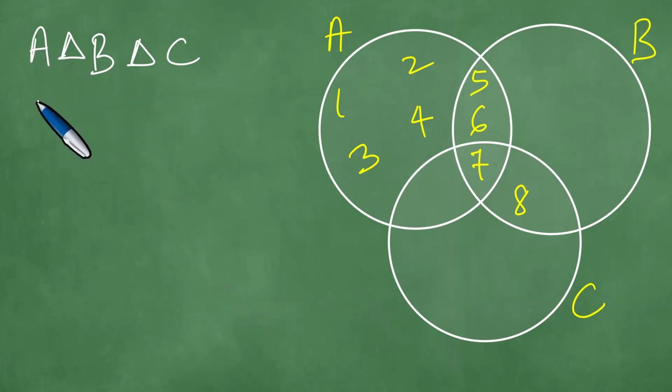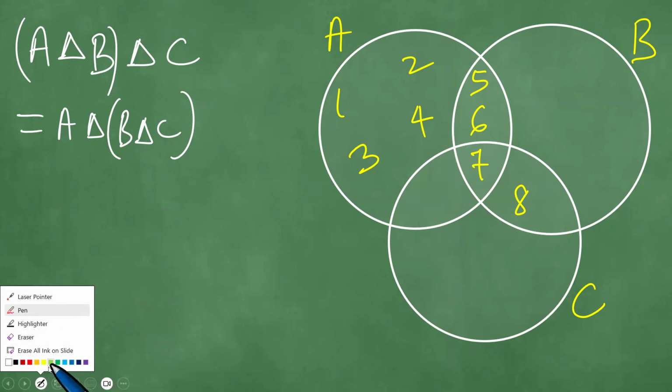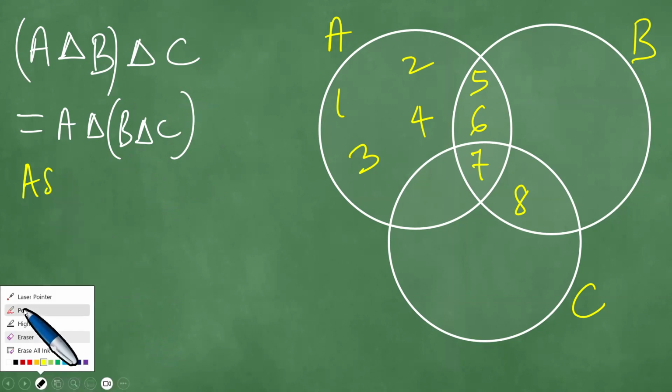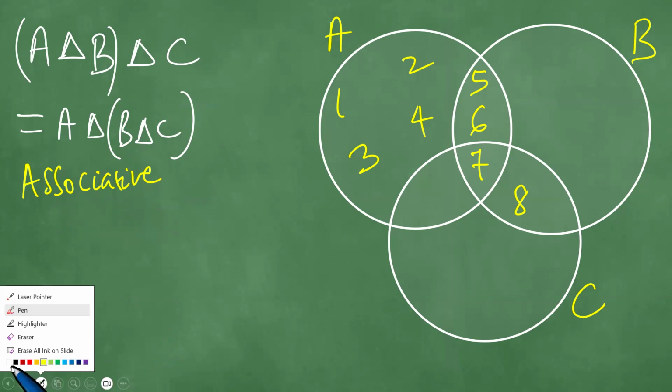Right, we actually need to examine what this means. First and foremost, the symmetric difference of A, B, and C, if you write it like this, is the same as the symmetric difference of A with the symmetric difference of B and C. So the symmetric difference itself is associative. We say it is an associative binary operation. Just write the word associative here. And then now let us evaluate this carefully.